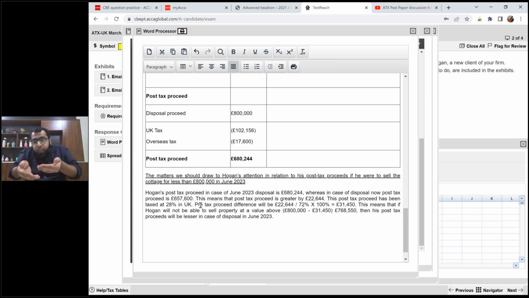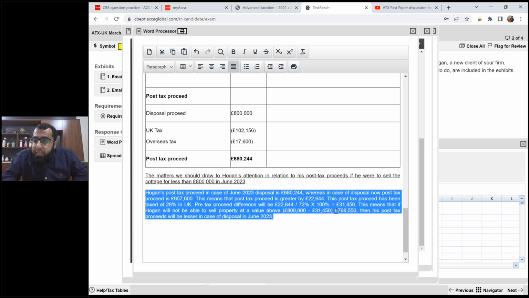Now, what I am doing is that I'm working it back to the pre-tax amount, because I have to comment on this 800,000 pounds. So 22,644 divided by 72 into 100%. The work-back amount is 31,450. This means that if Hogan will not be able to sell the property at 768,550, then his post-tax proceeds will be lesser.